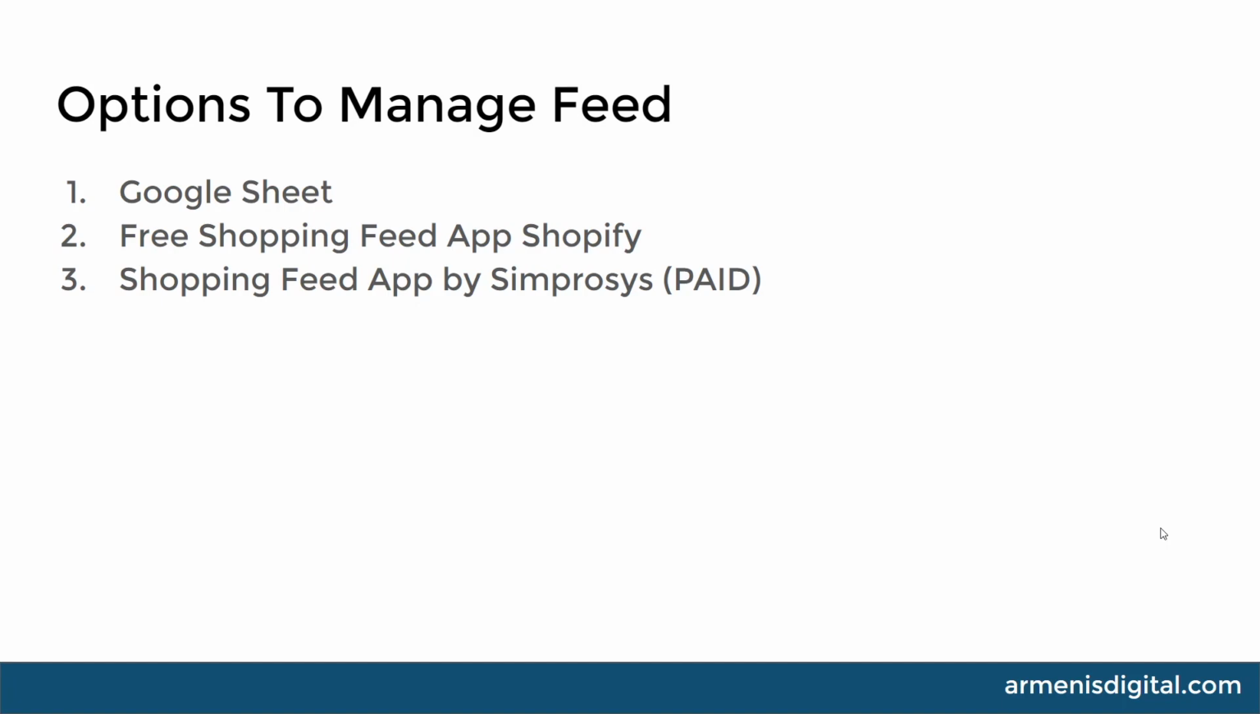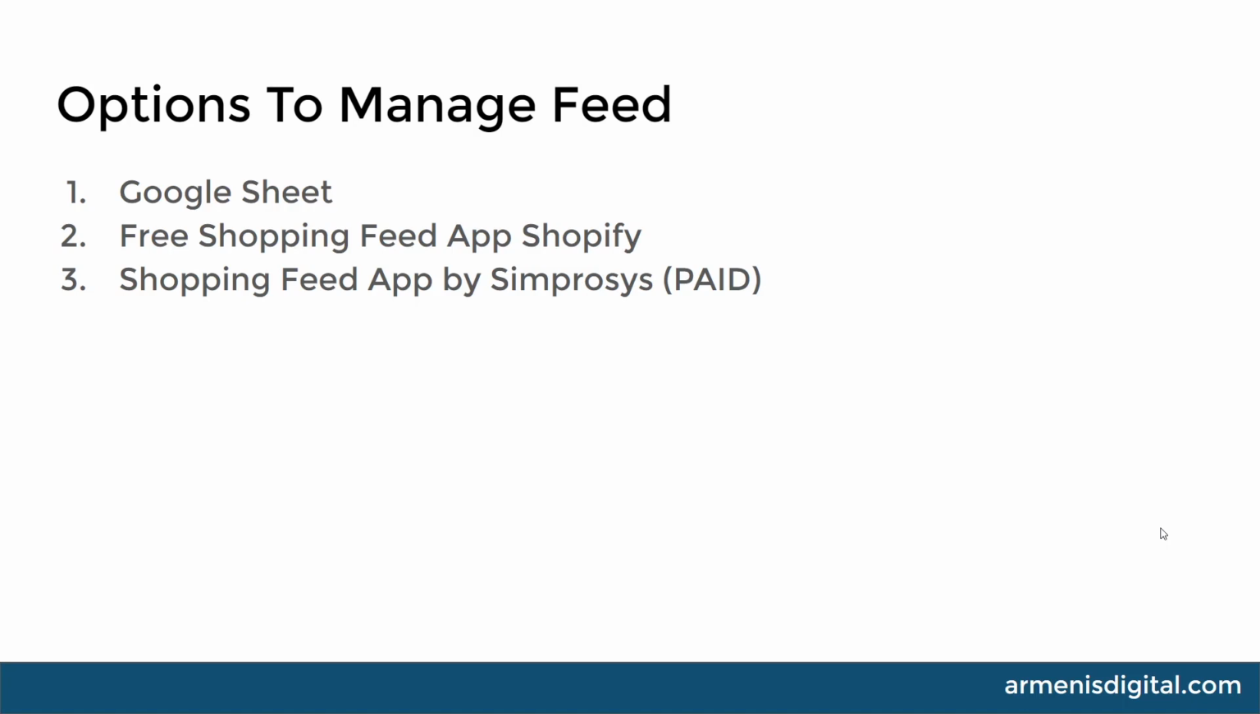One is a Google Sheet. I'm not going to show you how to do that, but it's very simple. There's a format. You just got to go into the Merchant Center, have a look at the format that they require, manage that sheet, right? There's a section within there to upload it. A bit more tedious, a bit more manual, not my preferred approach.